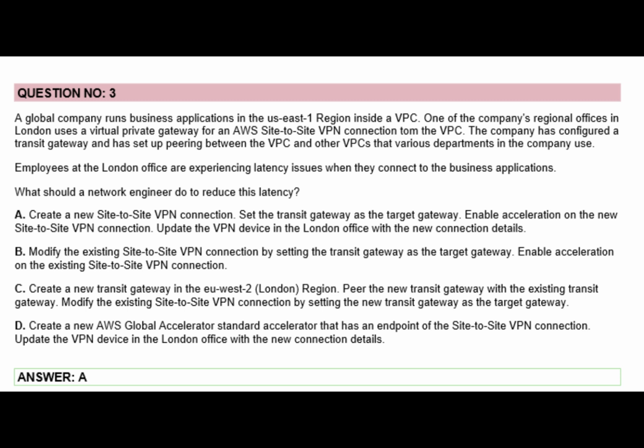Modify the existing site-to-site VPN connection by setting the new transit gateway as the target gateway. D. Create a new AWS Global Accelerator standard accelerator that has an endpoint of the site-to-site VPN connection. Update the VPN device in the London office with the new connection details.